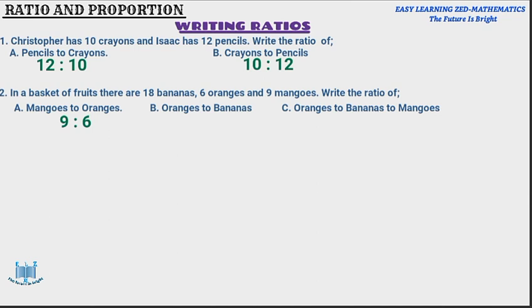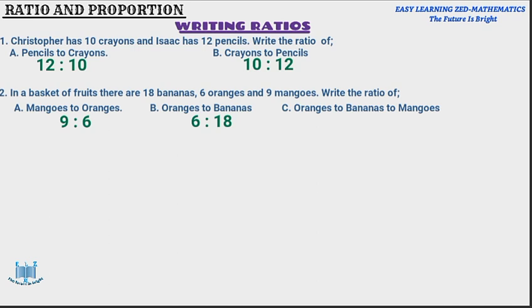In B, we are asked to write the ratio of oranges to bananas. So how many oranges are in the basket? We have 6. How many bananas? 18. So we're going to write 6 to 18. So the ratio of oranges to bananas is 6 to 18.